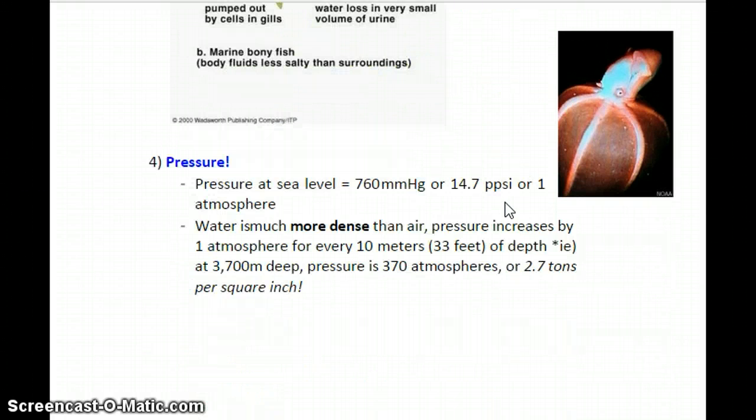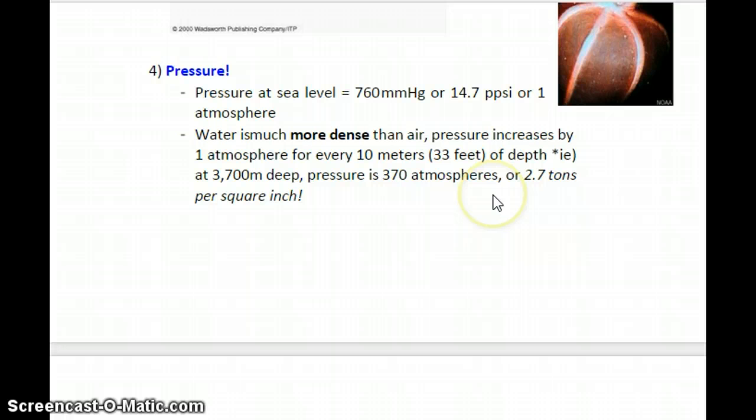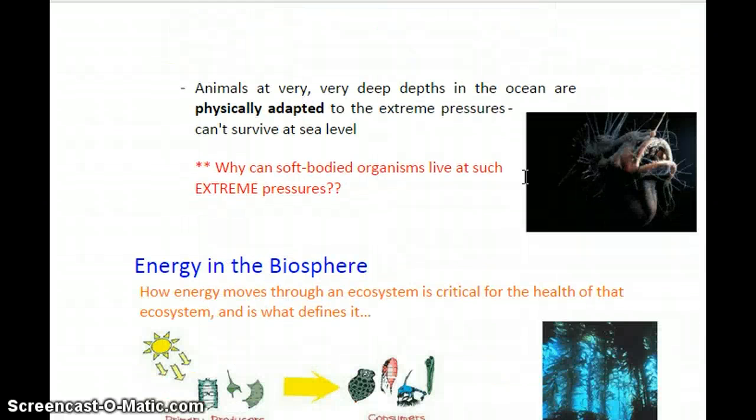So another big one is pressure. A lot of organisms can live in the deep, deep sea where there's insanely high pressure. Here's one example. About 3,700 meters deep, you have a pressure that's gone up to 370 atmospheres. That means 370 times the pressure that you're feeling right now if you're at sea level, or 2.7 tons per square inch. That is insanely high pressure. That would crush a soda can. That would crush a submarine potentially. So there's really amazing ways of dealing with that pressure.